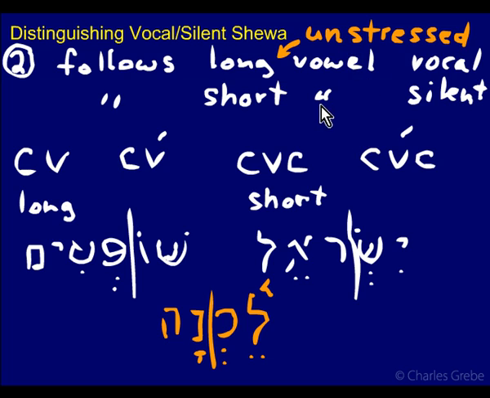Now the reason I haven't done this is because it's simply easier to remember this as a Shewa that follows a long vowel is vocal, and then remember that there is an exception. If it's stressed, then that doesn't follow. It will in fact be silent. And it's easier to remember it this way because most of your cases will be this. You'll be dealing with unstressed syllables, not stressed ones. These are rare. So it's easier to remember the common case and then just note in your mind that there is an exception. And the exception has to do with stress, which is not terribly surprising.